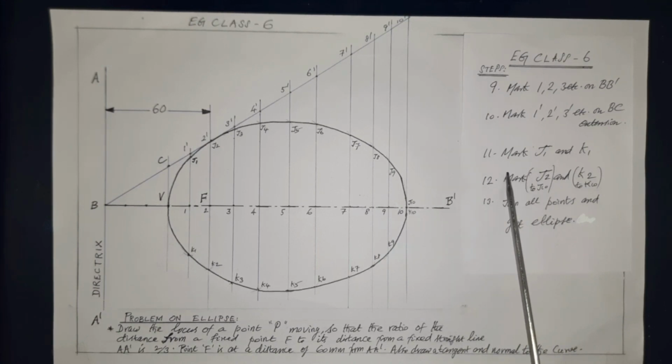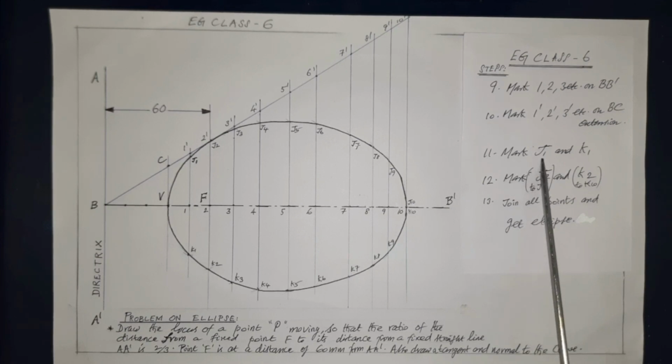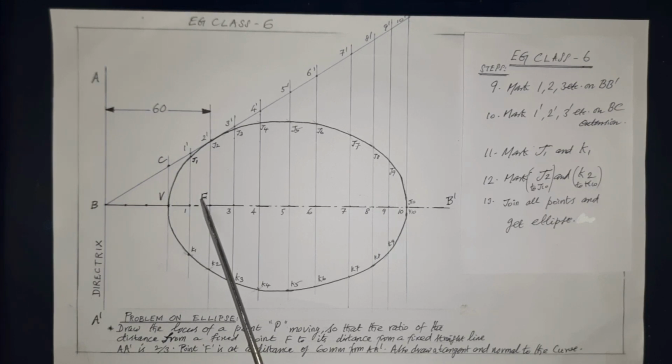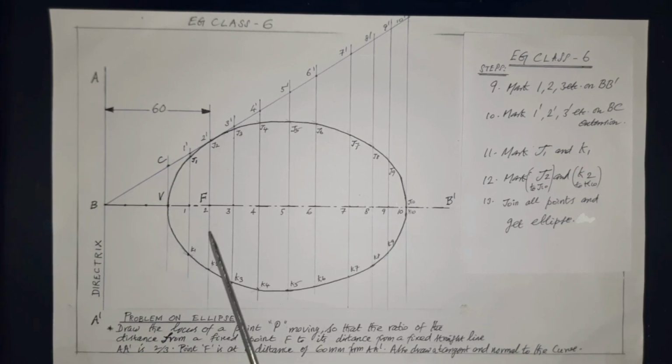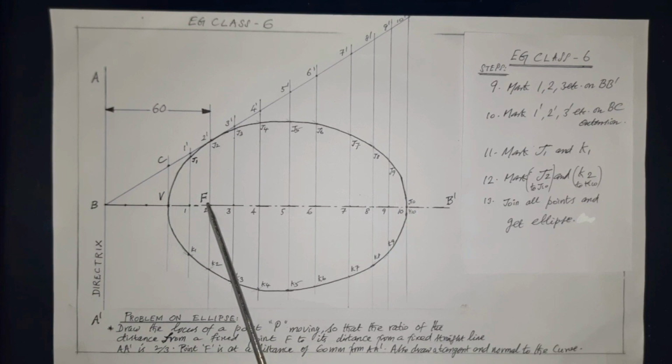Next, with respect to step 11, we have to locate the elliptical path points, that is J1, K1, etc. For this, first take the 1 dash distance. This 1 dash distance should be taken in the compass and the arcs marked to get J1 and K1. Our aim is to get J1 and K1 on the vertical line as shown. So this should be marked from F, taking 1 dash as the distance in the compass with F as center. Mark the arcs at J1 and K1 on the vertical line.